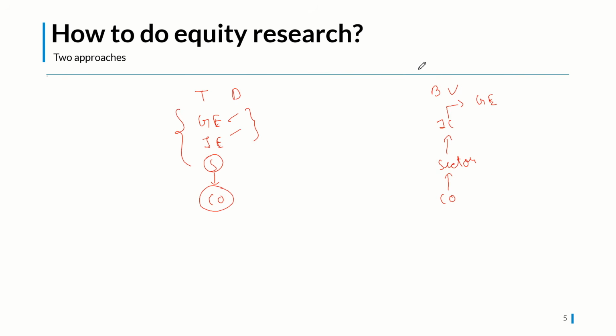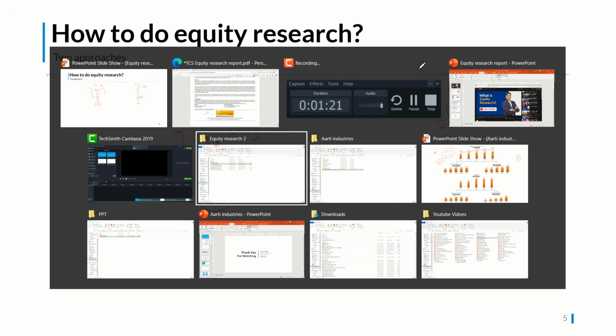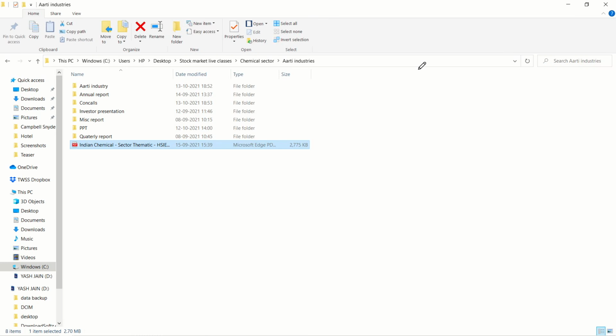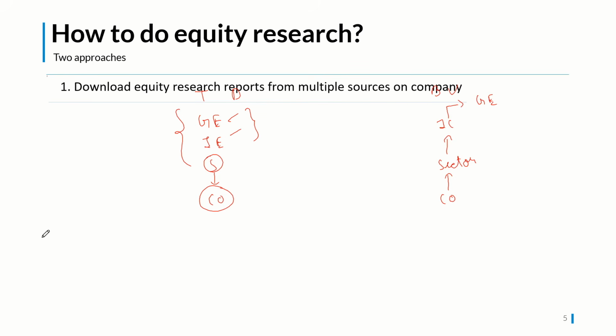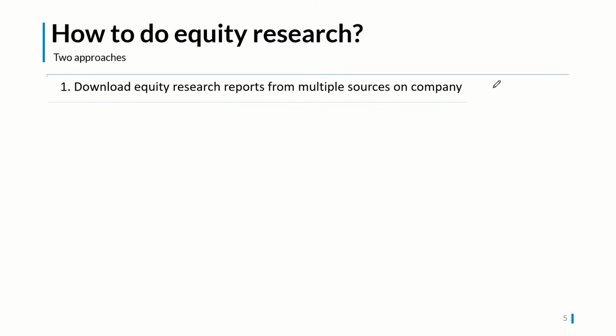Now, let me tell you how I approach this research of Aarti Industries. So firstly, I went to the website and downloaded every possible document. So what are the possible documents that you have downloaded? Okay, let me tell you this. So first of all, I downloaded the maximum possible equity research reports, right?